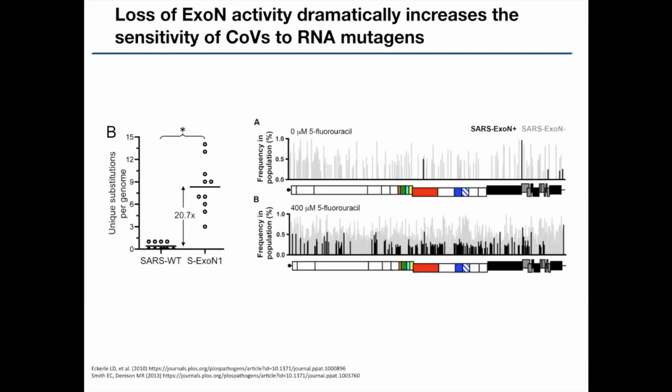Mutation of exon also renders these viruses hypersusceptible to mutagens, as shown in the lower panel, which include here 5-fluorouracil. You can see that 5-FU treatment, which is a mutagen, increases the mutational frequency of the wild type virus, but further increases the mutational frequency of this exon mutant.